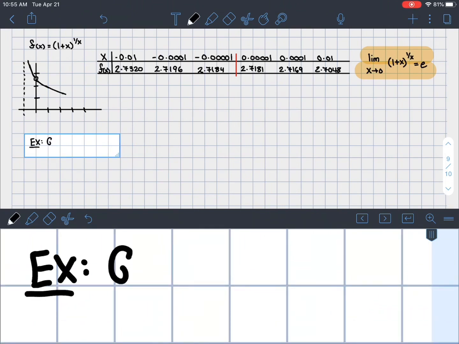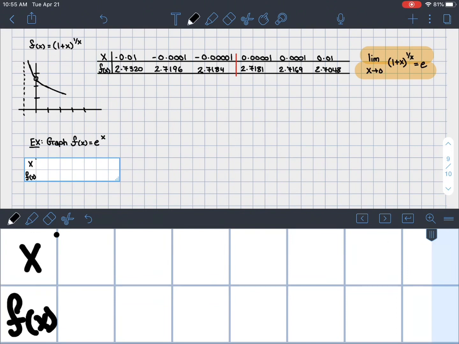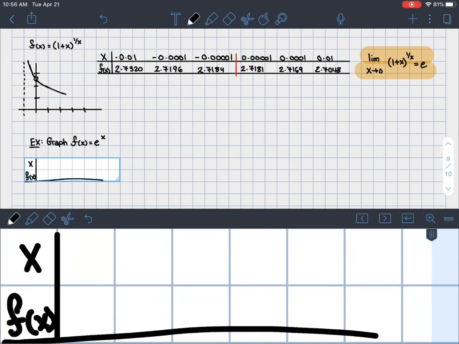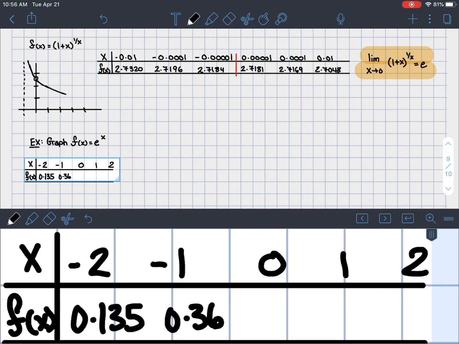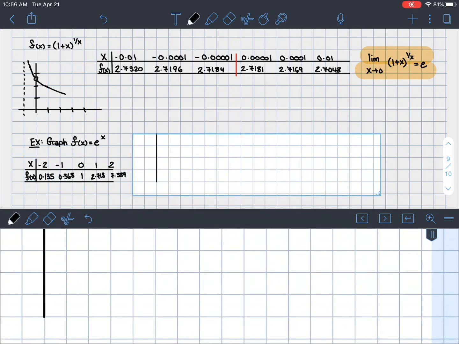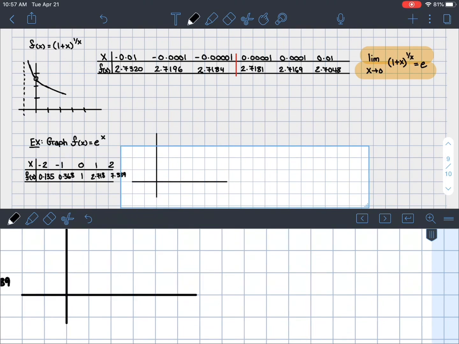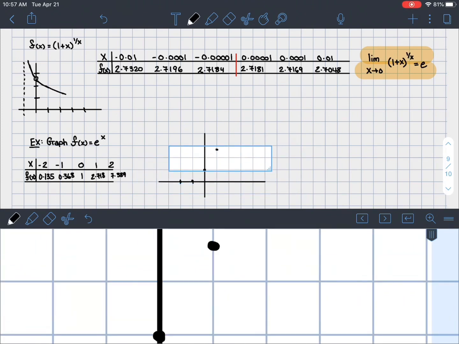And the actual definition of e is that the limit as x approaches 0 of this function is in fact the value e. Now we're going to graph the function e to the x. I'm going to input some values and it's going to output in the function e to the x. And when I graph this, it's going to look very familiar. It is going to be an exponential curve. We'll also note that it passes through (0, 1).